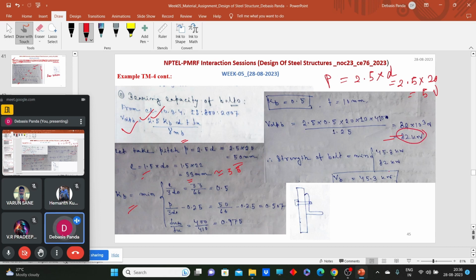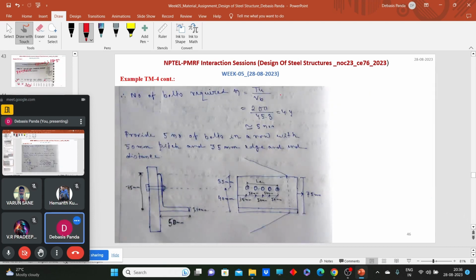So what will be the strength of the bolt? Obviously, the shear capacity of the bolt will be the strength of the bolt, that comes as 43 kilonewton. So how many bolts do we need to make the joint? We have 200 kilonewton of load to get transferred, and one bolt can carry 43.5 kilonewton of load. And how many bolts do we need? We need 4.4 bolts, nearly 5 bolts.